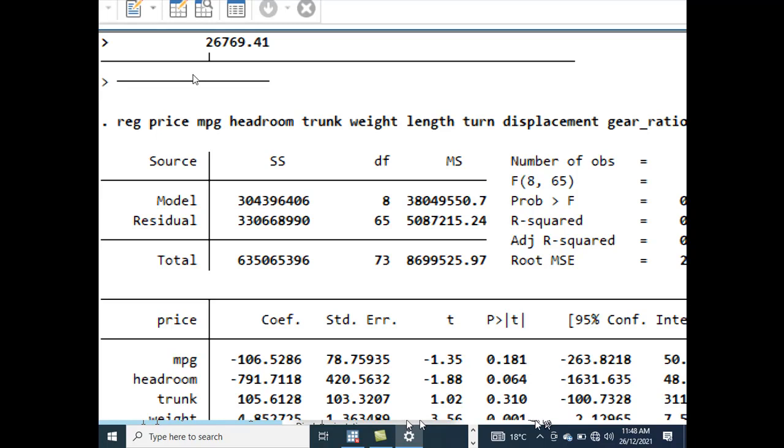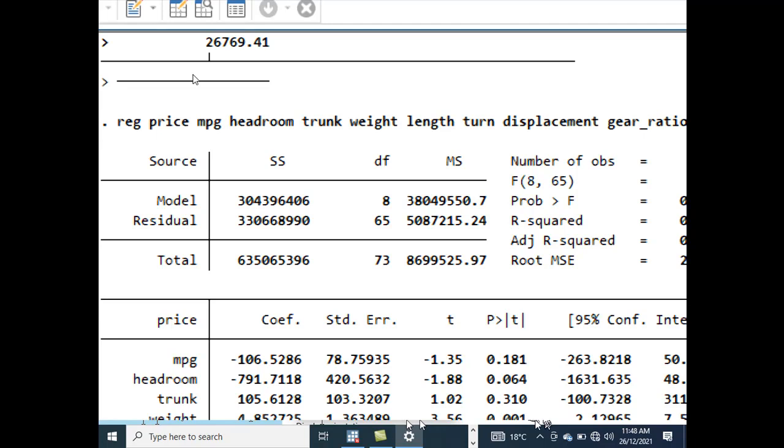It is the ratio of these two numbers. This F ratio, which is given over here: the first portion is telling you that you are using data on 74 cars, which means your n, your sample size, is 74. The second number is the F ratio, which is just the ratio of these two numbers: the mean square for the model divided by the mean square for the residual. This F ratio is used as a test statistic.